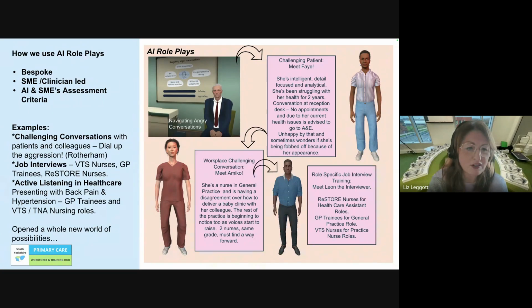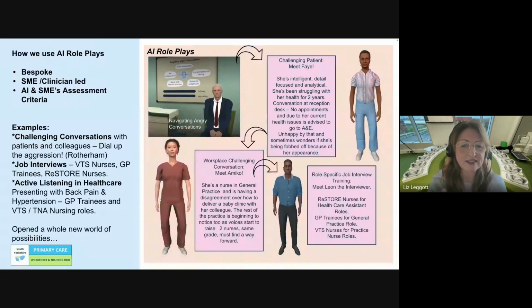We then went on to creating a more challenging workplace conversation, which we actually tested out this morning. I created this where our trainee nurse associates were dealing with another nurse on the same team, and they were arguing about how to deliver a baby clinic. It was fascinating to watch our nurse associates go from quite bolshy, I'm going to tell this person, I'm going to be right, to backing down and going, oh okay, I see your point. Let's try that. Let's revisit that in a little while, evaluate it and see how that goes. It was really interesting to listen to them.